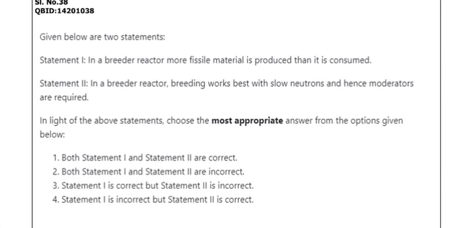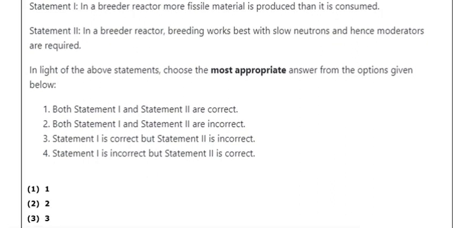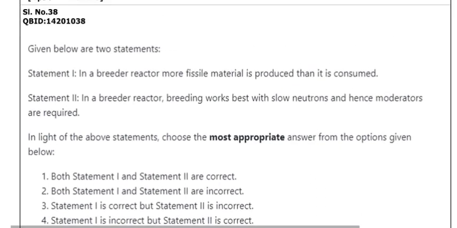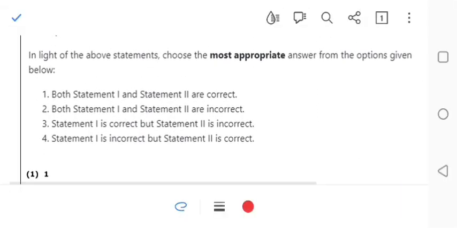Then next is 38. Given below are two statements. Statement 1 says in a breeder reactor more fissile material is produced than it is consumed. Statement 2 says, in a breeder reactor, breeding works best with slow neutrons and hence moderators are required. In light of the above statements, choose the most appropriate answer from the options given below. 1 and 2 are correct. 1 and 2 are incorrect. 1 is correct but 2 is incorrect. 1 is incorrect but 2 is correct. So these are the options for question number 38. Option C, statement 3, that means 1 is correct but 2 is incorrect.